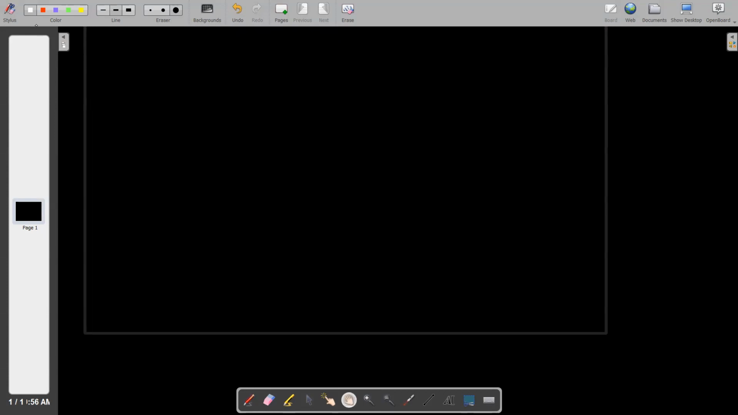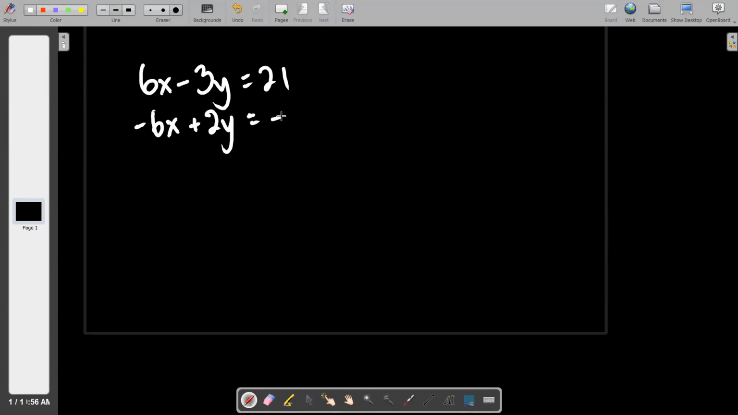So for our first example, we have 6x minus 3y equals 21, and then we have negative 6x plus 2y equals negative 16. Every year I teach this, I contemplate should I go from easy to hard or hard to easy. And this year I settled on let's start easy and go to hard. Just kind of a mental coin toss with me. But this you'll come to know as a fluffer puffer or a level one problem.